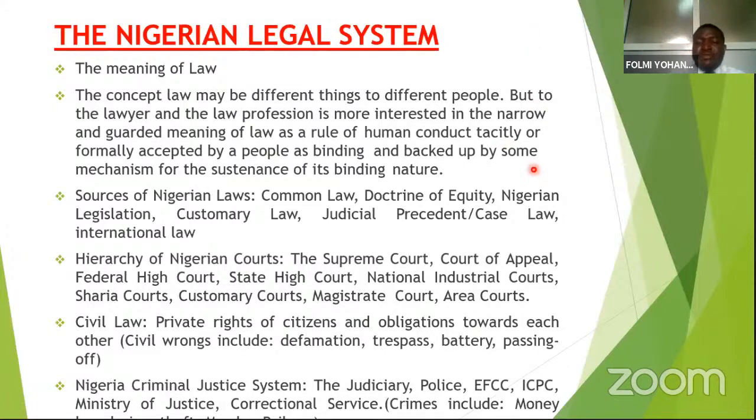This combination of these various laws, the institutions that are there to enforce them, the court, the government, are all there to ensure that the law works for everybody, and that forms part of the Nigerian legal system. So when we are talking about the Nigerian legal system, we're talking about the laws, the courts, the enforcement agencies, and also the government.